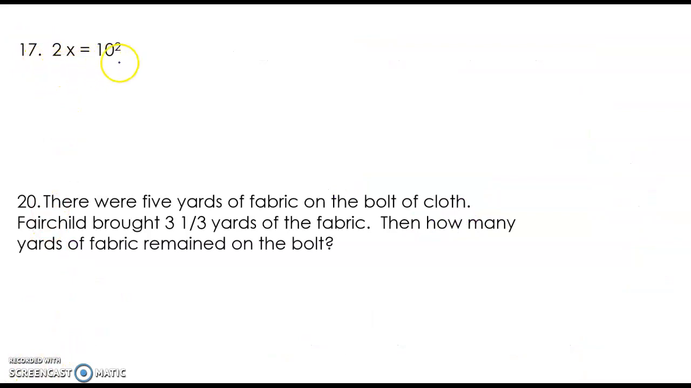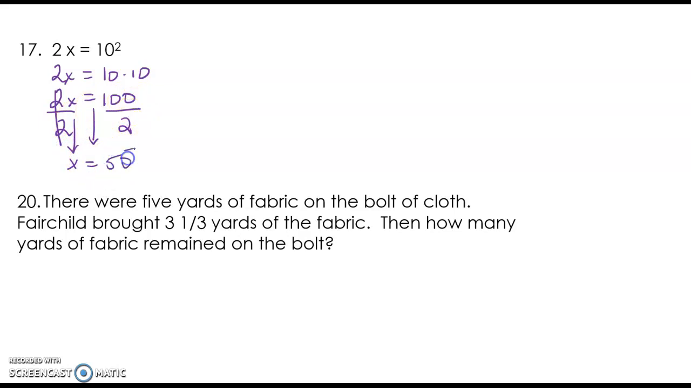All right, 2x is equal to 10 squared. So 2x is equal to 10 times 10. 2x is equal to 100. Since this is multiply, we have to do the opposite. What we do to one side, we do to the other. So divide by 2. 2 divided by 2 is 1. My x comes down. My equals comes down. 100 divided by 2 is 50, and that's my answer.